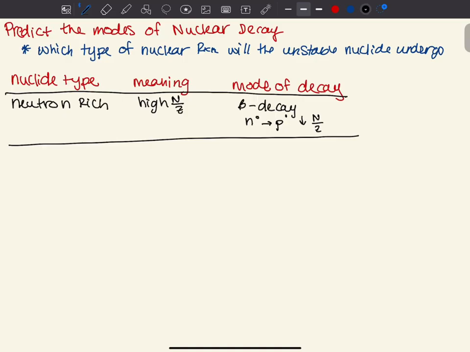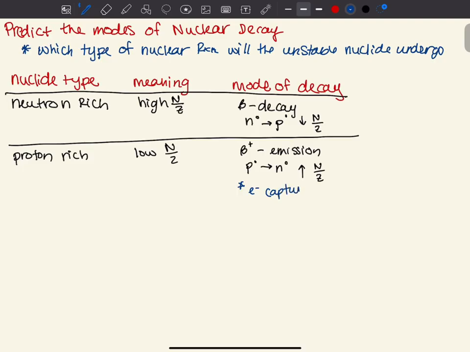If you have a nuclide that is proton rich, that means that the N to Z ratio is too low, then you're going to have a positron emission. And if you recall, that takes a proton and converts it into a neutron, and that will increase your N to Z ratio. Now, keep in mind that electron capture gives the same results as the positron emission, so it will work as well.